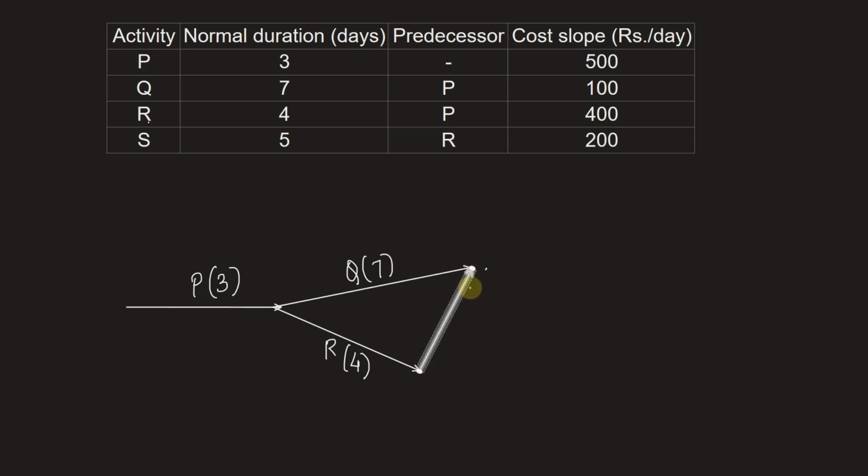We'll directly connect it to the end node. Activity S has a duration of 5 days. End node, this is the start node, and the in-between nodes. For crashing, first we will determine the critical path. So let's see how many paths are available in this network, and then for each of the paths we'll calculate the duration of that path.